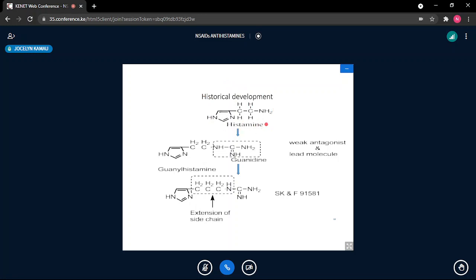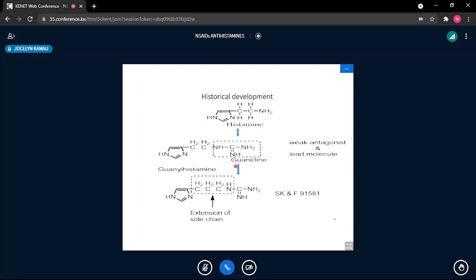You can see that's the structure of histamine. So it was first converted to guanyl histamine. And for guanyl histamine, it means you add the guanidino moiety, which is this one here. So we added the guanidino moiety and it became guanyl histamine. And that compound was found to have very weak, it was a very weak antagonist. And it was the lead molecule. It had some weak antagonistic activity. It was considered to be the lead molecule.